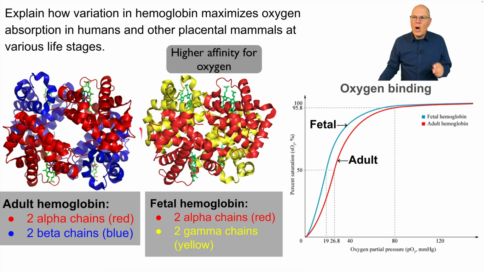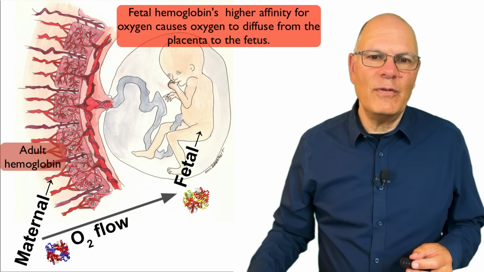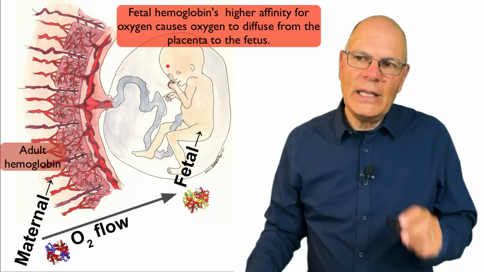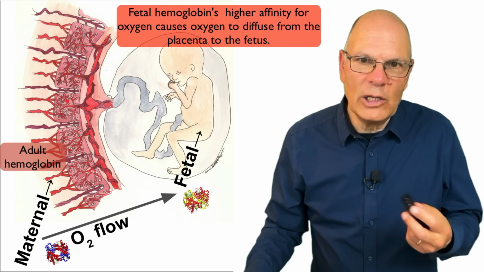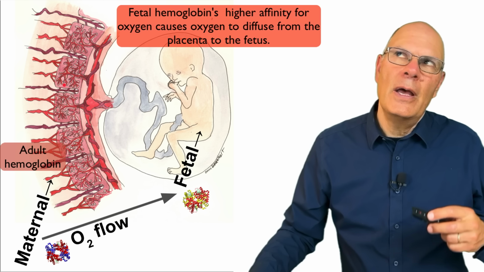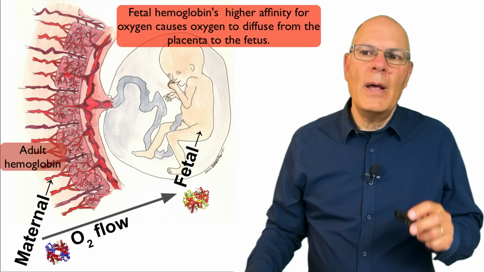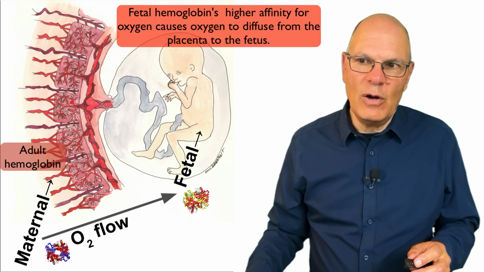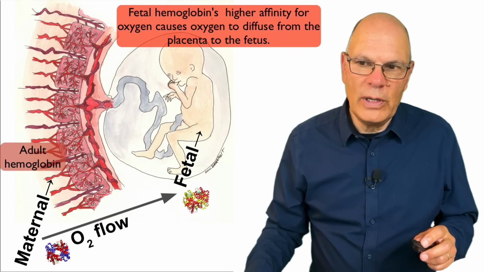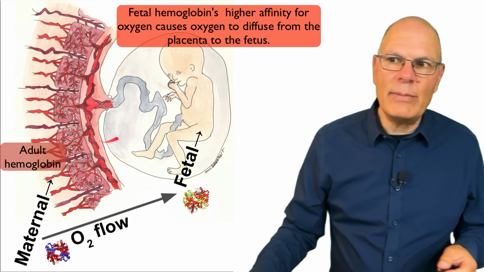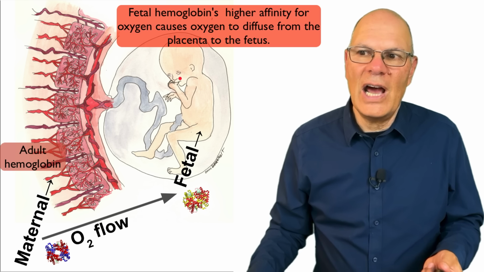Here's the difference. All hemoglobins are the same in that they have these two alpha chains. They're shown in red over here, but adult hemoglobin has beta chains, where fetal hemoglobin has gamma chains. They're shown in yellow over here. Because of the higher affinity for oxygen, the fetal hemoglobin will absorb, it'll create a gradient that will cause oxygen to flow from maternal blood in the placenta over here into fetal blood. So here's the gradient, and that of course is highly adaptive because that's how the fetus gets oxygen while it's in the uterus.